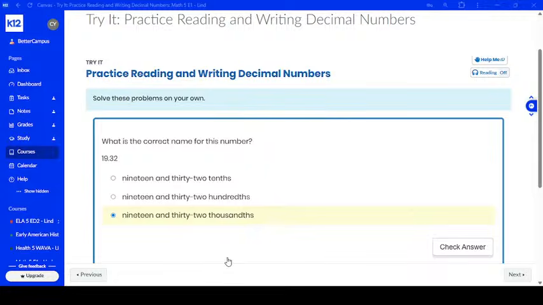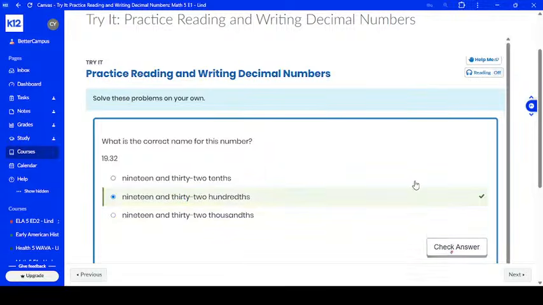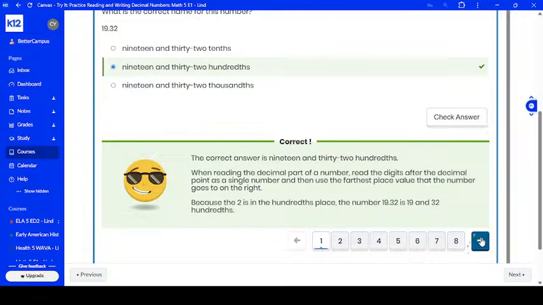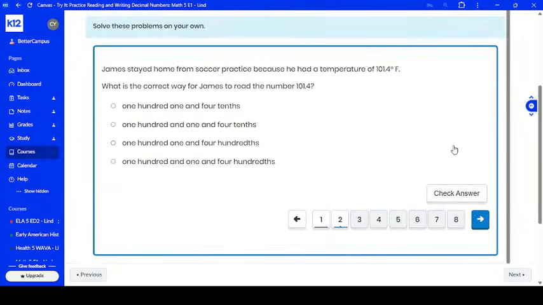Okay. Any guesses? C? Okay. The answer is actually B. It's okay if you get it wrong.